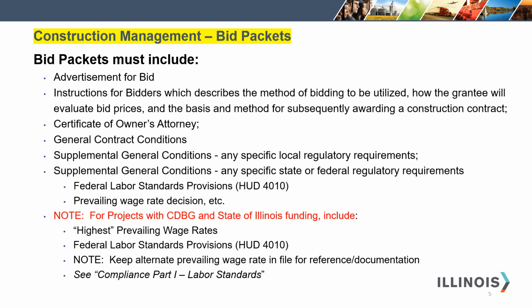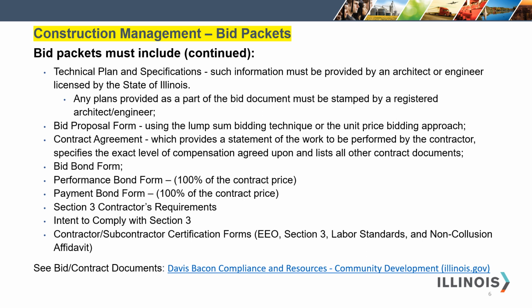There can be no substitutions for the federal prevailing wage rate decision and the federal labor standards section. Technical plan and specifications. Such information must be provided by an architect or engineer licensed by the state of Illinois. Any plans provided as part of the bid document must be stamped by a registered architect or engineer. A bid proposal form using the lump sum bidding technique or unit price bidding approach.